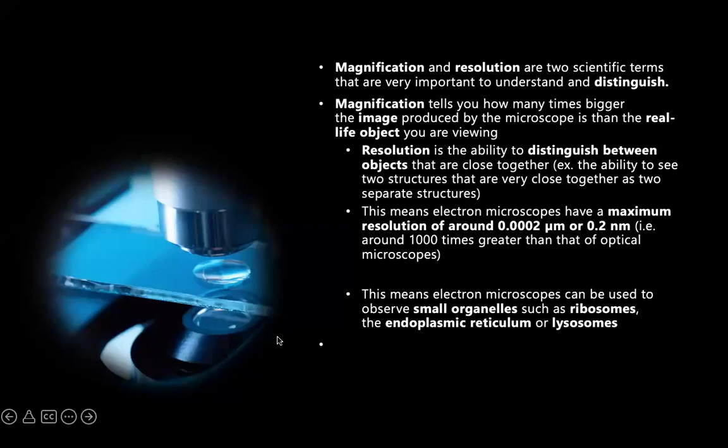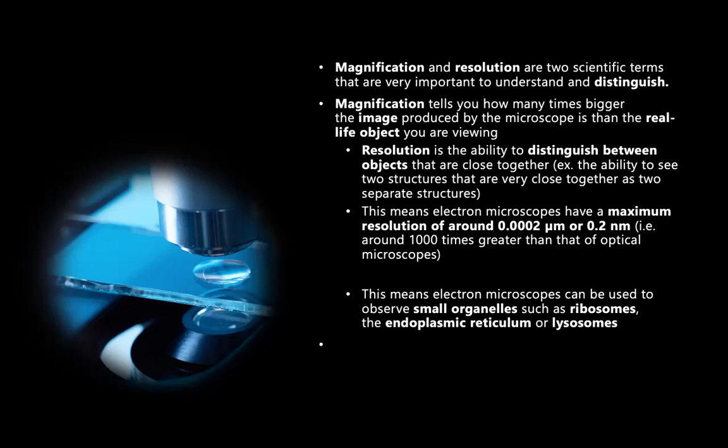Magnification and resolution are two scientific terms that are very important to understand and distinguish between. Magnification tells us how many times bigger the image produced by the microscope is than the real-life object that we are viewing. While resolution is the ability to distinguish between objects that are close together. For example, the ability to see two structures that are very close together as separate structures.